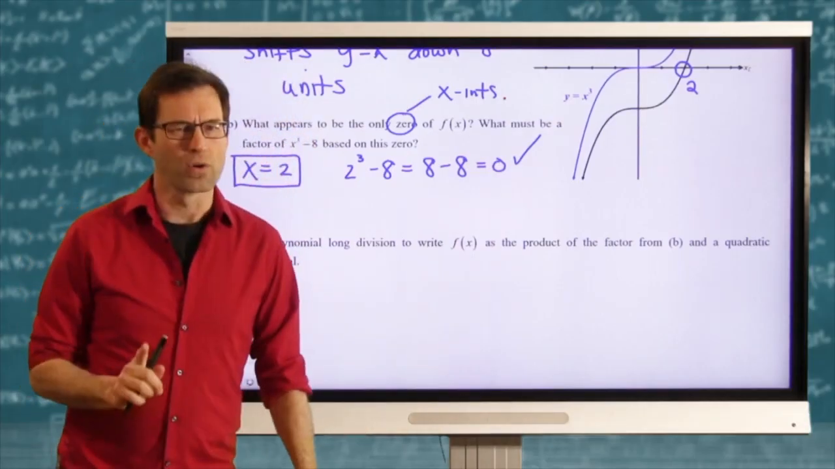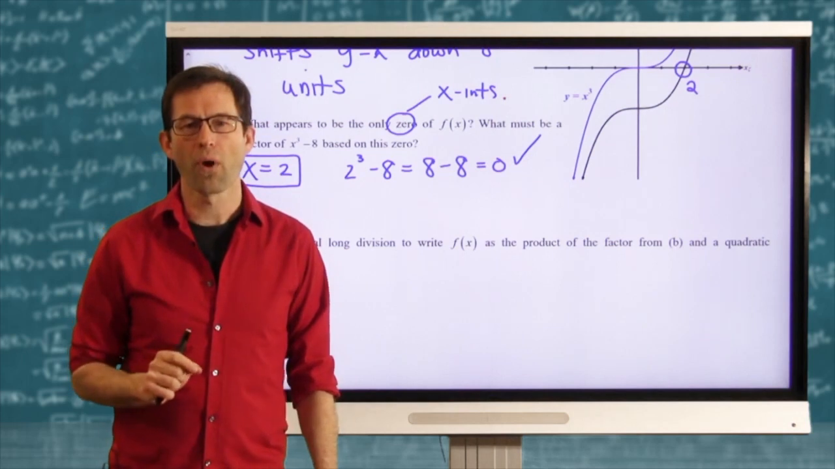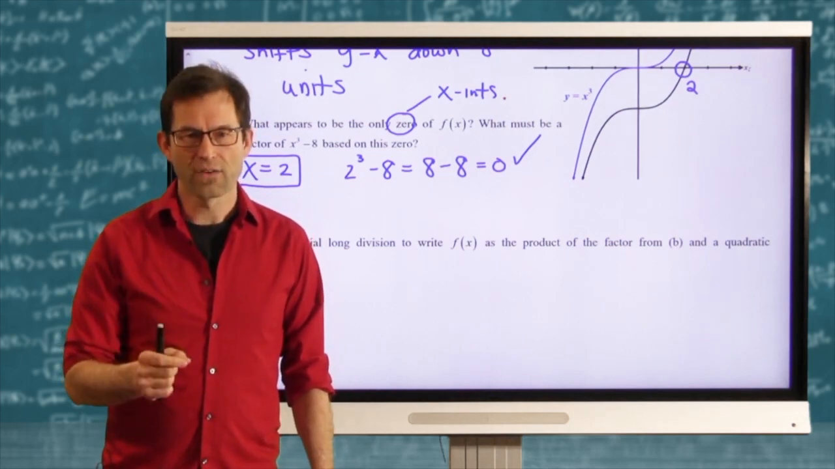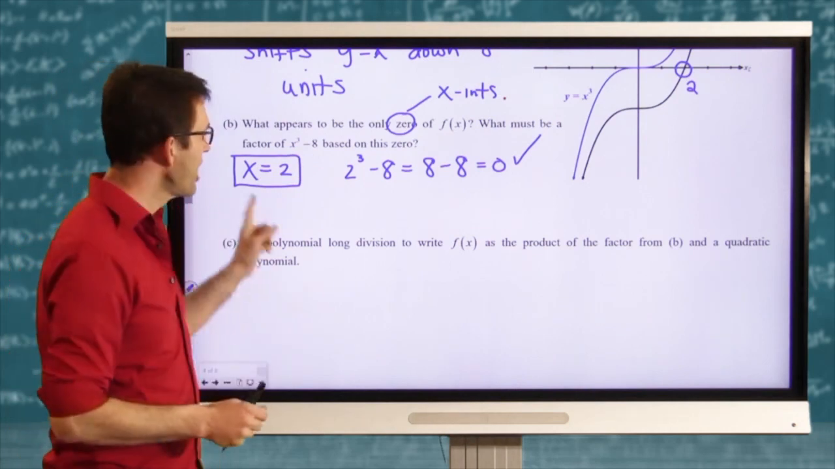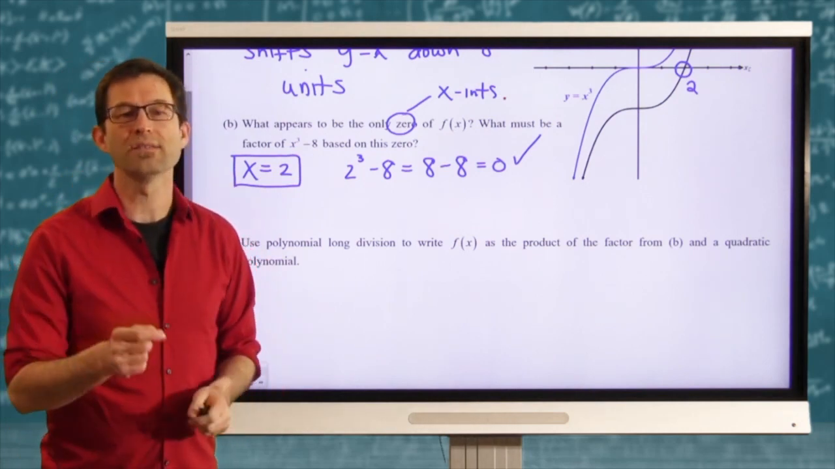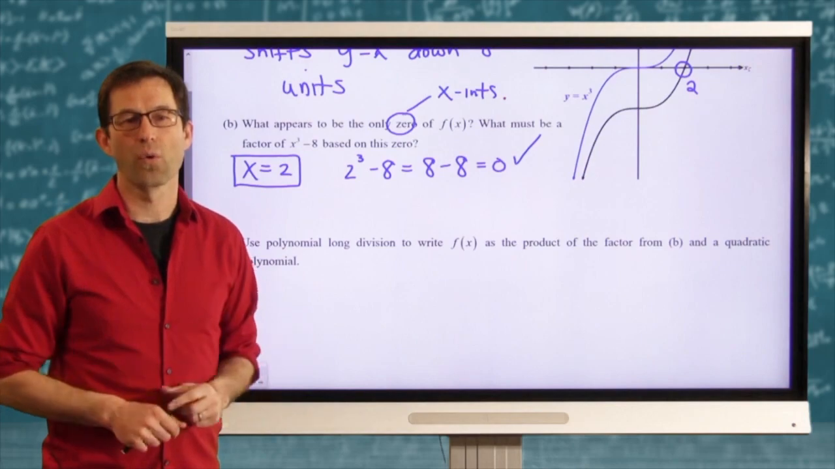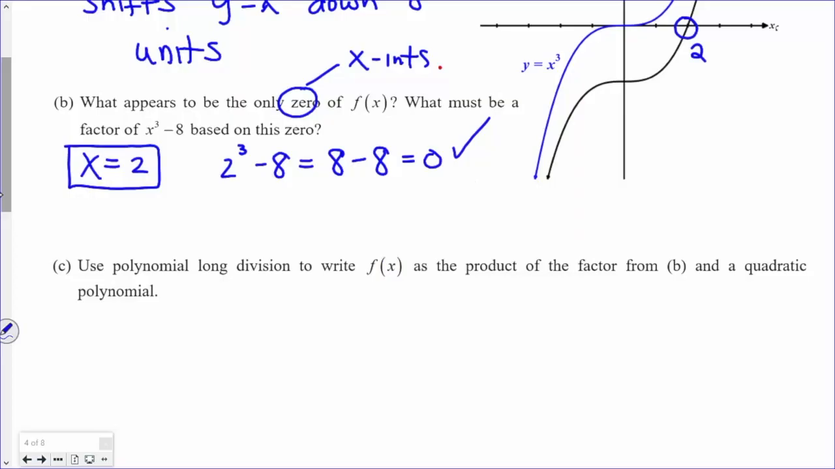Now, this is maybe the more important part of the problem: what factor of x cubed minus 8 must be there if x equals 2 is a zero? What factor corresponds to that zero? And that's, right, a factor of x minus 2.